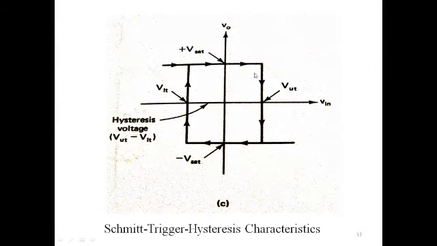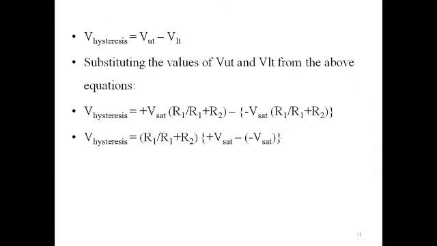This is how the hysteresis looks. The output goes from plus V saturation to minus V saturation at our upper threshold point, and at our lower threshold point it goes back to the plus V saturation point. In this way, the hysteresis of the Schmitt trigger can be studied.